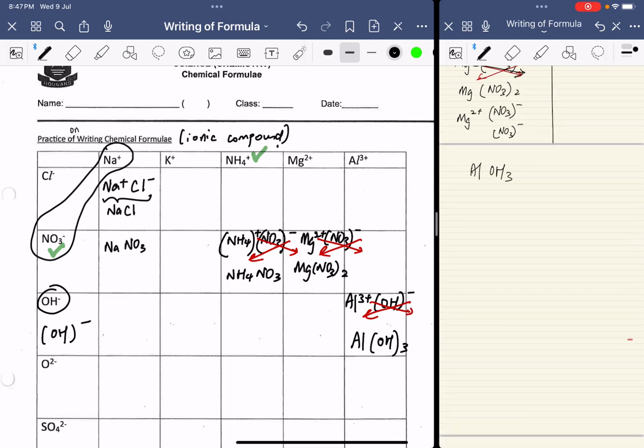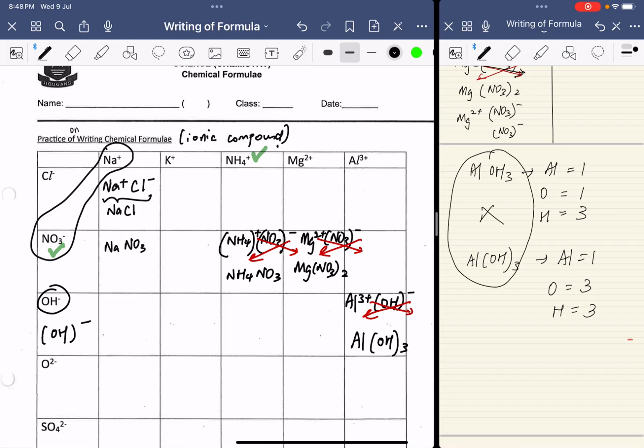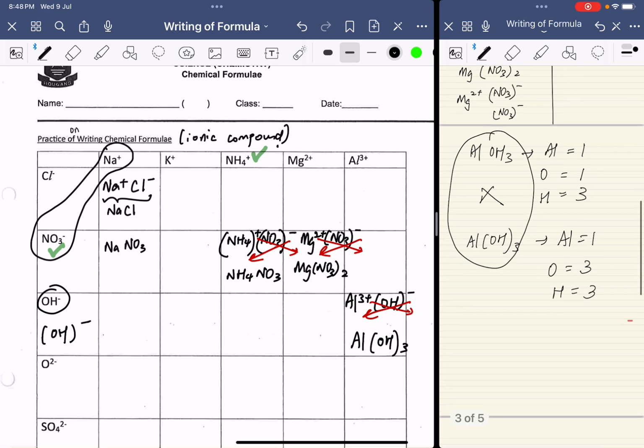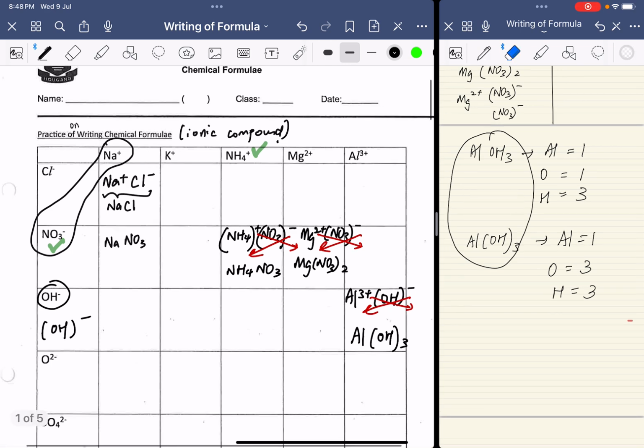AlOH3 means that I have 1 aluminium, 1 oxygen and 3 hydrogen. But when I have Al(OH)3, it means Al has 1, oxygen has 3, H has 3. So these two are not the same. Take note. So remember, if it's a polyatomic, don't take out the bracket.